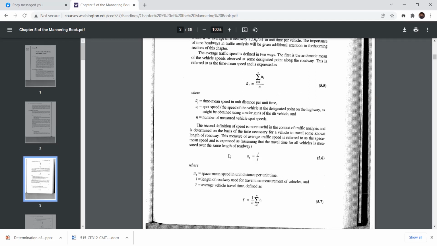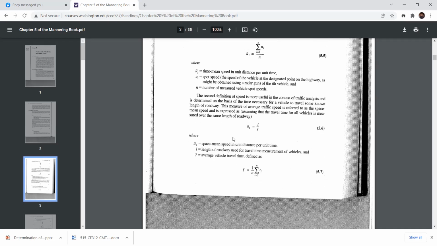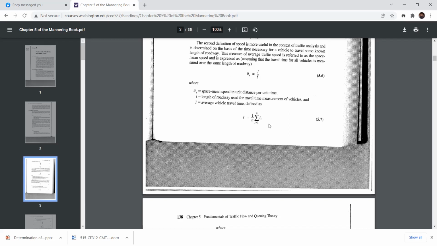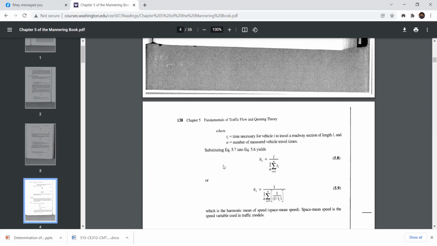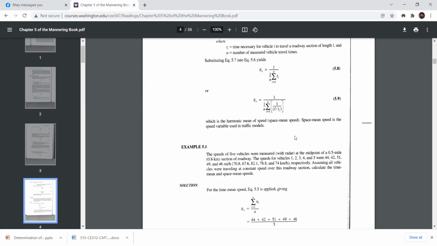The second definition of speed is more useful in the context of traffic analysis and is determined on the basis of the time necessary for a vehicle to travel some known length of roadway. This measure of average traffic speed is referred to as the space mean speed, and is expressed as follows, assuming that the travel time for each vehicle is measured over the same length of roadway. Here the space mean speed is in units of distance per unit time, L is the length of the roadway used for this measurement of vehicles, and the average vehicle travel time is computed where T sub i is the time necessary for vehicle i to travel a roadway section of length L, and N is the number of measured vehicle travel times. This is the harmonic mean of speed. Space mean speed is the speed variable used in the traffic models. So these are the formulas you can use for the space mean speed.